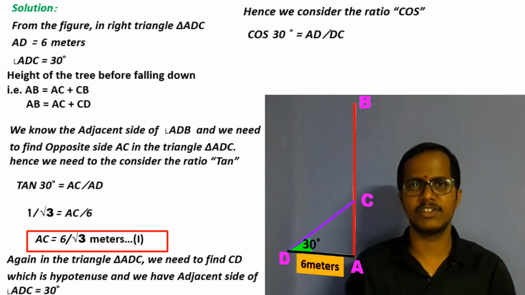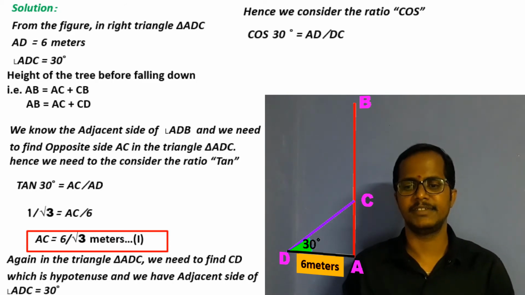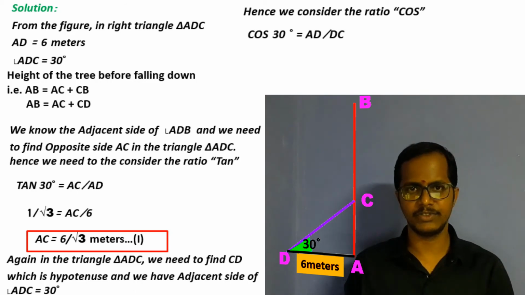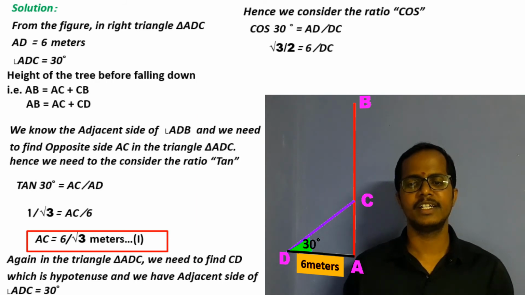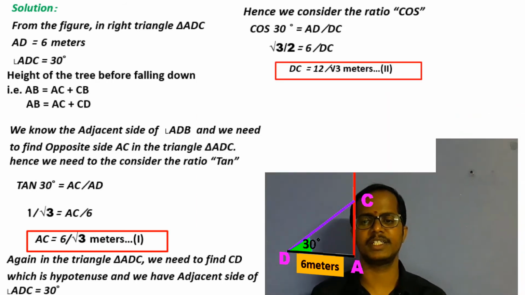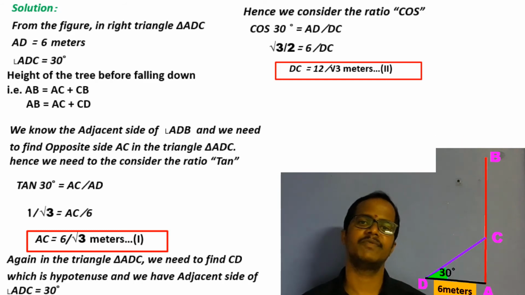Cos 30 degrees equals AD by DC. And substituting their corresponding values, we get root 3 by 2 equals 6 by DC. And simplifying this equation, we get DC equals 12 by root 3 meters. Call this equation 2.